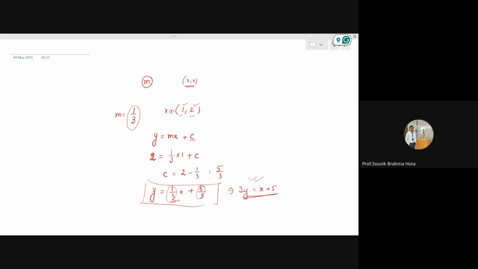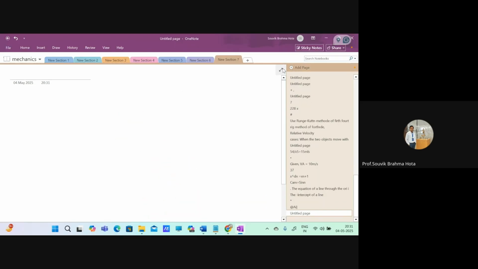Correct? Yes, sir. So therefore, we do have a general formula for this. What I have done is a specific point and the gradient. So we do have a general formula. So how to derive that general formula? Because the general formula is much more needed to attempt some unknown problems, some typical type of problem.